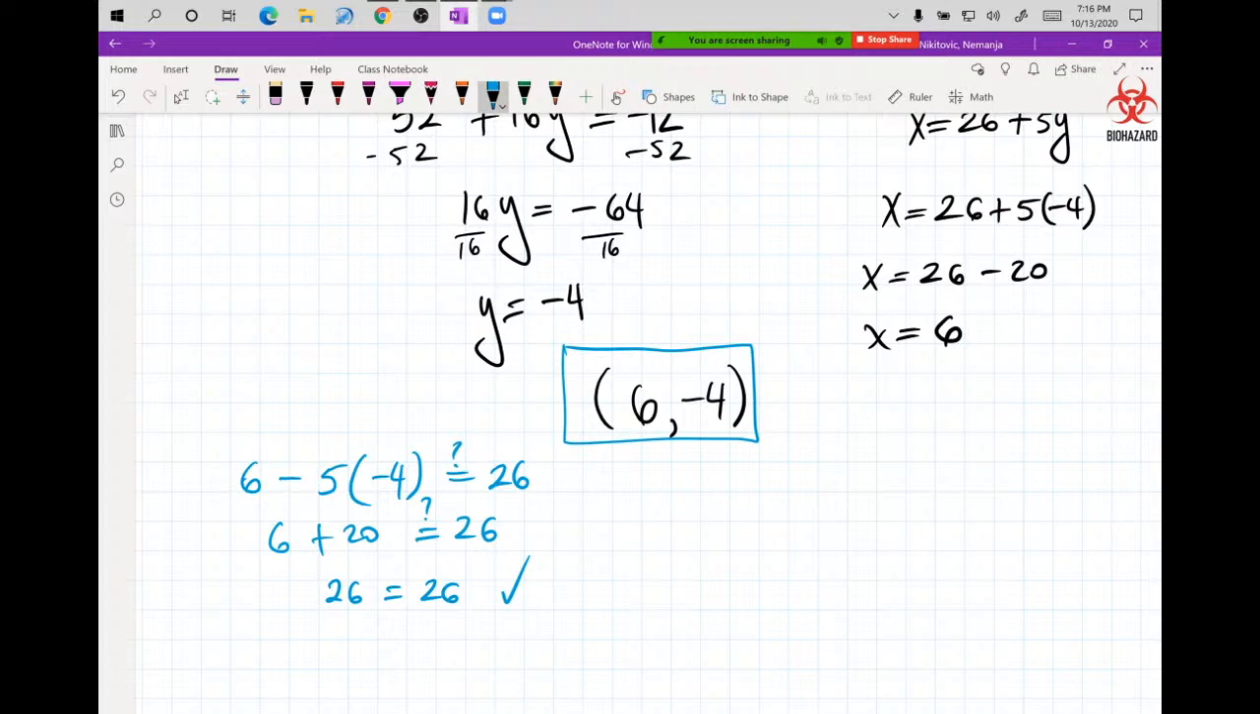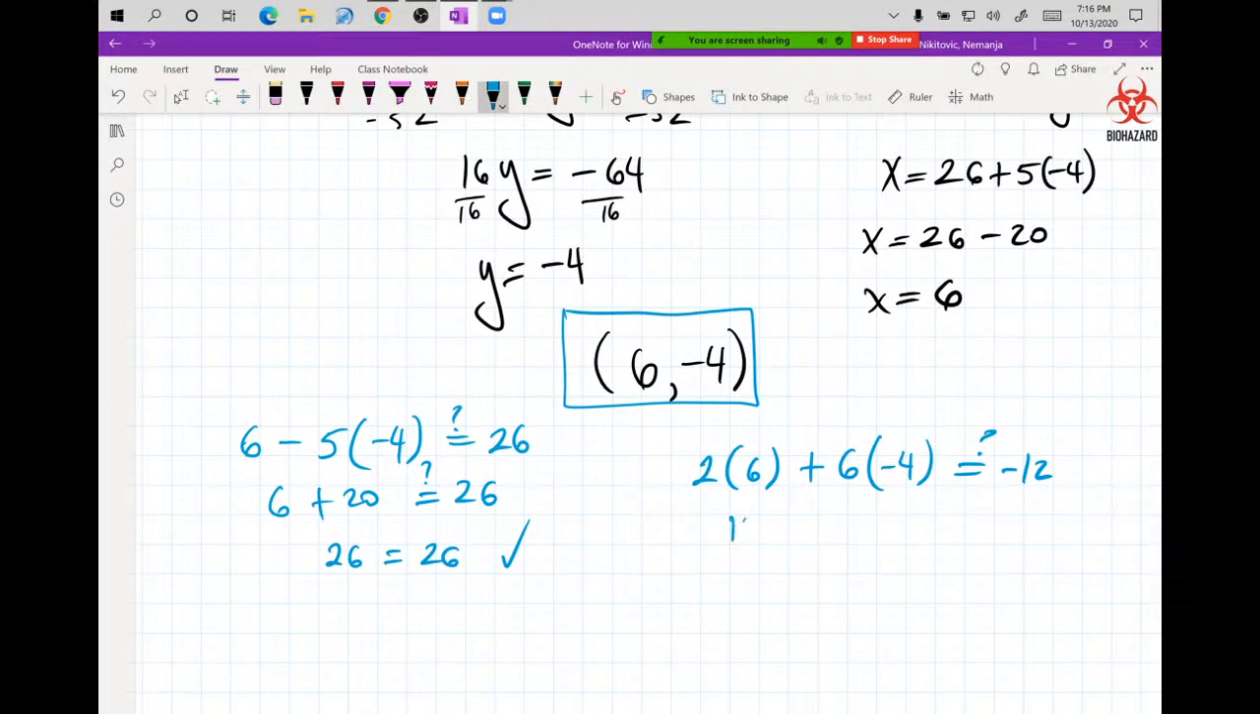The second equation is supposed to be 2 times x, which is 6, plus 6 times y, which is negative 4, and that whole thing needs to be negative 12. So 12 minus 24 is equal to negative 12, and there it is. Negative 12 equals negative 12. That checks out as well, meaning that the solution that we have, 6 comma negative 4, is perfect. So that's it. I hope you are not disappointed.